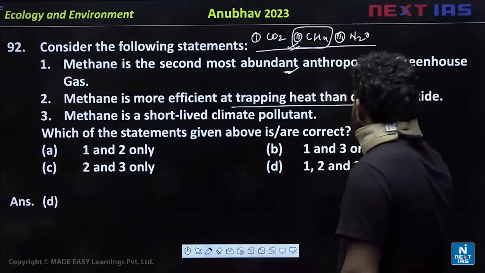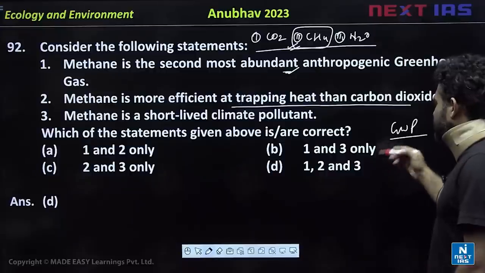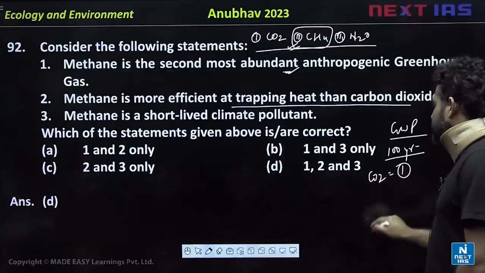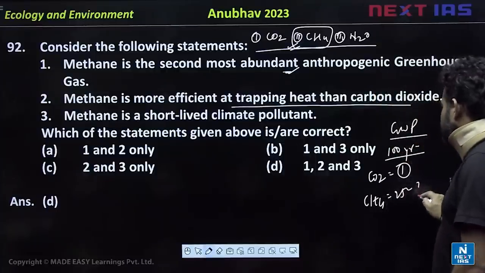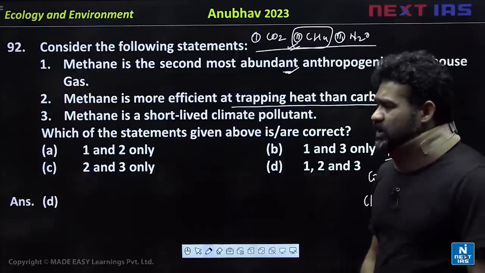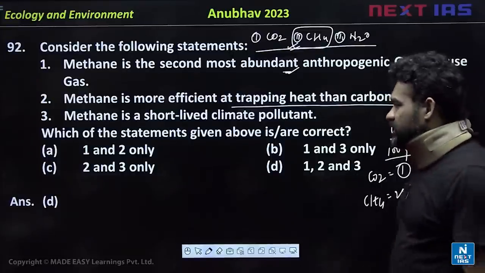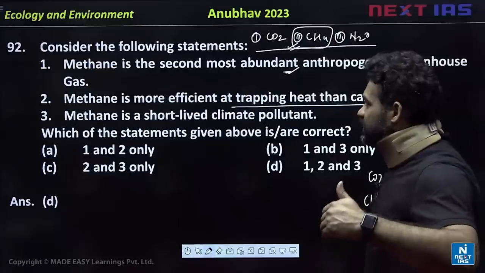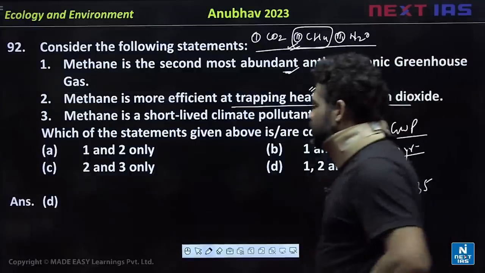Methane is more efficient at trapping heat than carbon dioxide. We already saw in the class, global warming potential. If I compare based on 100 years, and carbon dioxide has a global warming potential of 1, then methane has a global warming potential of 25-35. Many places may write it as 28, like we have seen in the IPCC, on a 100-year lifespan. If we talk about the 20-year lifespan, it may be between 80 and 90. So in comparison to carbon dioxide, methane has a higher ability to trap more heat.